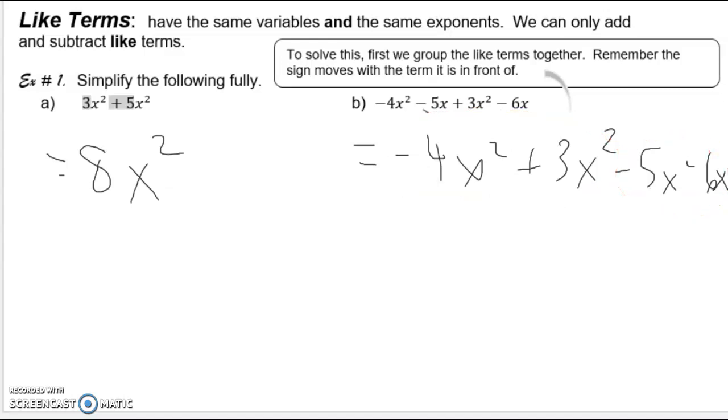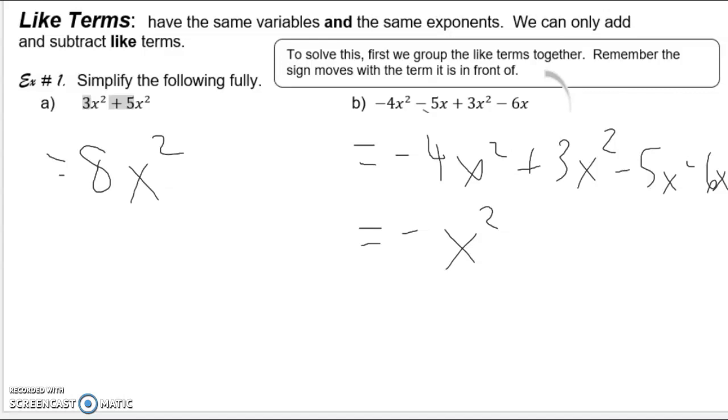So we're going to simplify these. If I look here, keeping my equal sign lined up, I have negative 4 and a positive 3. So negative 4 adding 3, I am left with negative 1. And because we're dealing with x squareds, I have negative x squared. You could put a 1 in front if you needed, but it's assumed that there's a 1 there.